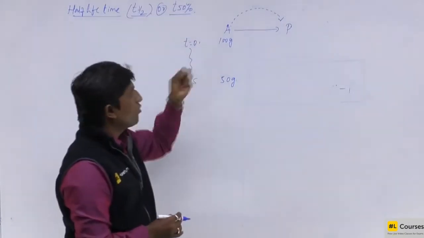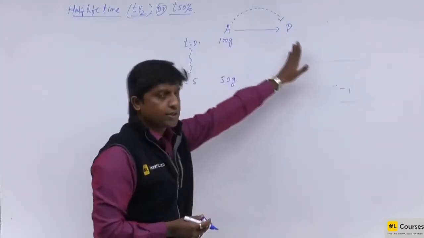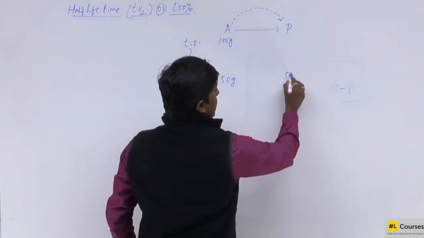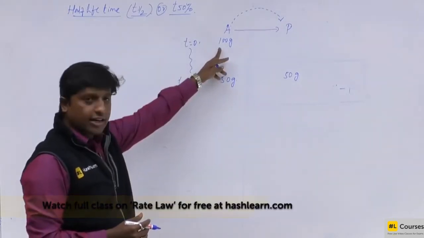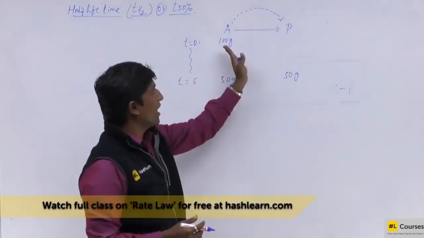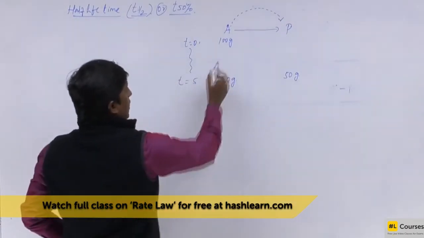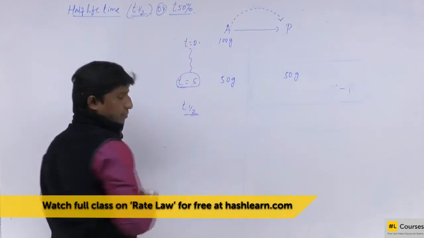What is happening to the amount of reactant which I have taken initially? The reactant is slowly converting into product P. Hence, the concentration of product P, I take it as 50 grams, because initially 100 grams I have taken, and 50 grams of reactant has been converted into product. So, now I take this particular time as half-life.